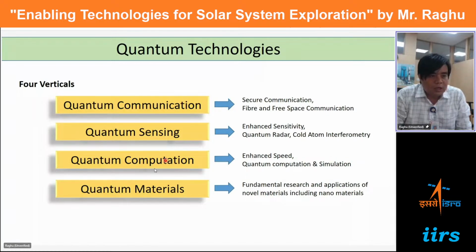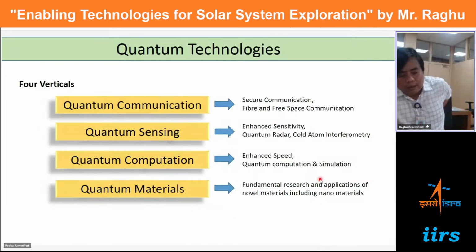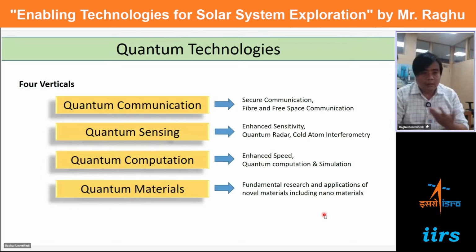Another is quantum computation. That is for enhanced speed, and you can do simulations. Another is quantum materials. So why is quantum communication required? Secure communication. Quantum sensing, why is it required? Enhanced sensitivity. Quantum computation, why is it required? Enhanced speed, because it can do faster computation than our conventional computers. And with quantum materials, you can make a lot of revolutionary materials, including nanomaterials.